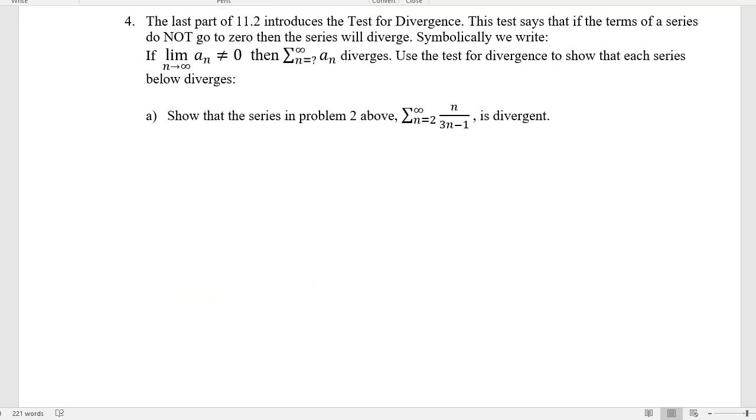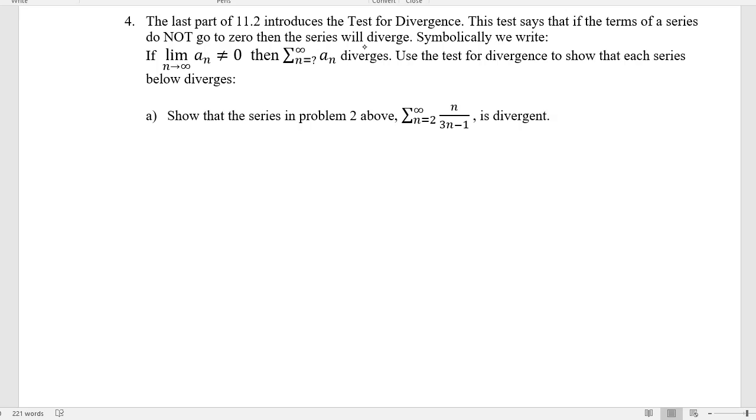Okay, so typically in a section like this, at this point, we introduce what we call the test for divergence. The test for divergence basically says that if the terms of the series don't go to zero, then when I add them all together, that's going to be divergent. Now again, we just said a couple minutes ago that if the terms do go to zero, we might get convergence, we might get divergence. Right? So if the terms go to zero, they've got to go to zero fast enough. However, if the terms don't go to zero, then we know the sum will always be divergent.